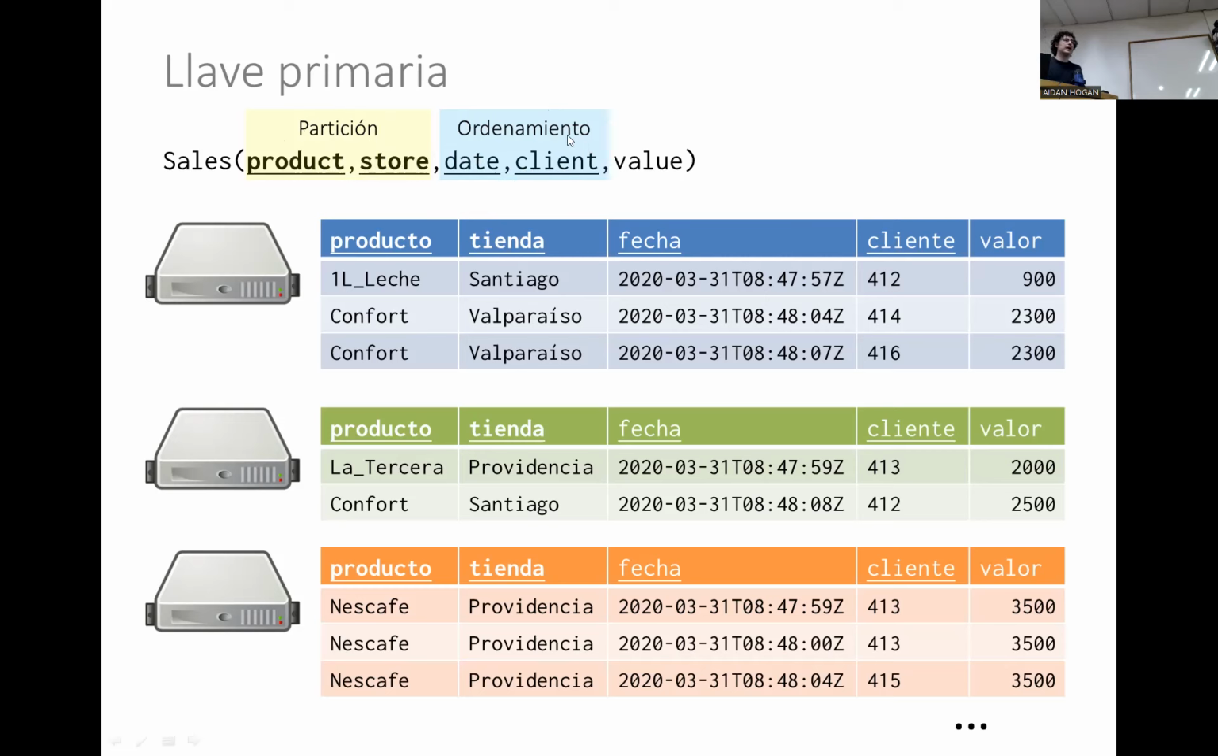We can also add a range on the last element. So we can have product, store, and then less than date or greater than date, or we can specify product, store, date, and then less than client, greater than client. What we cannot have, for example, is specify just product, because we need to give the full partition key. And we cannot say, for example, product, store, client. We can't skip date because the data are in order of date and then client. So we would have no way to do the search properly.